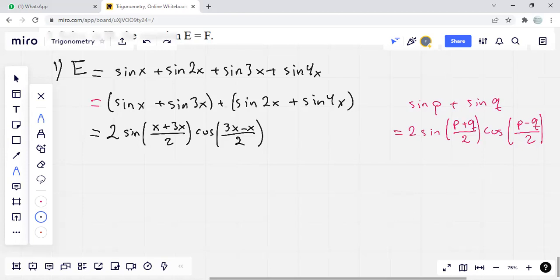Plus, now we arrived here, so plus 2, also we'll apply this rule again, sine of p plus q over 2. Now 2x plus 4x will be 6x over 2 multiplied by the cosine of p minus q. Now this is in this example, for example, p and this is q. So 4x minus 2x, p minus q, would be 2x over 2. Okay, now we can erase this rule here.